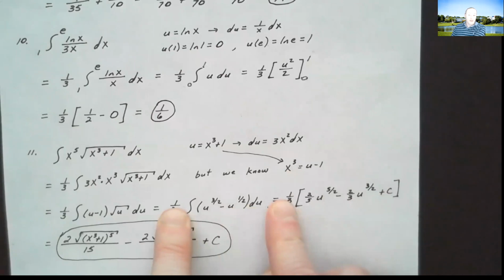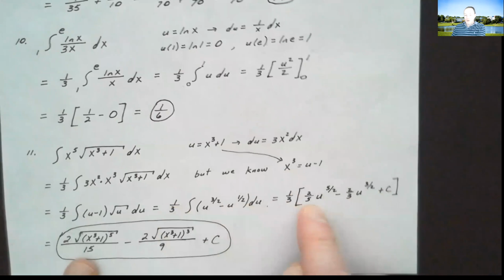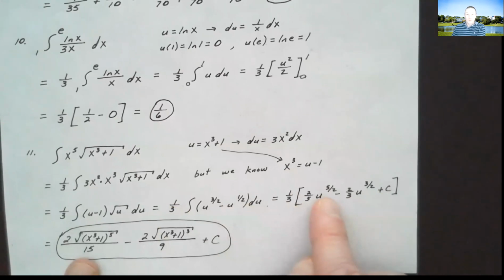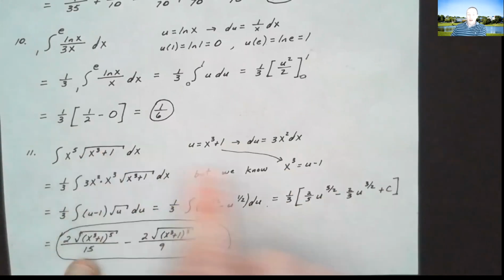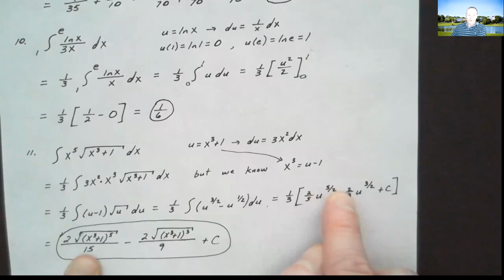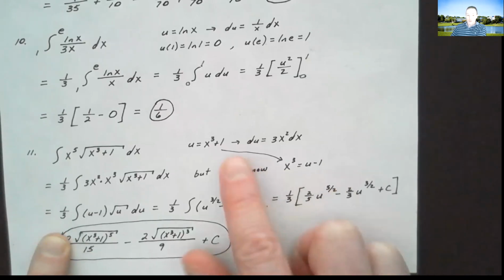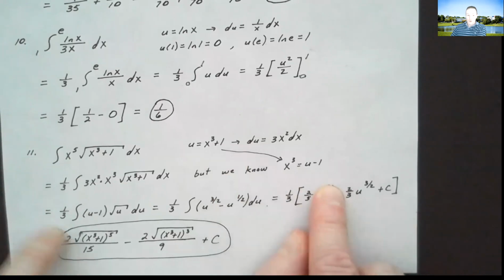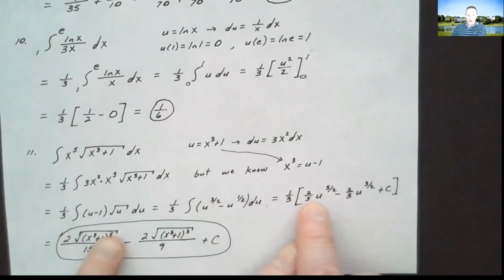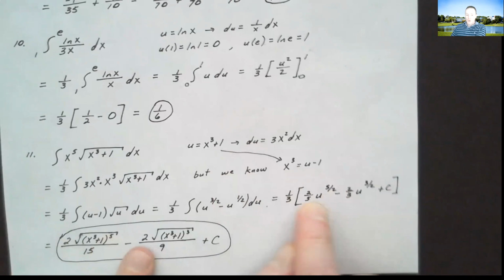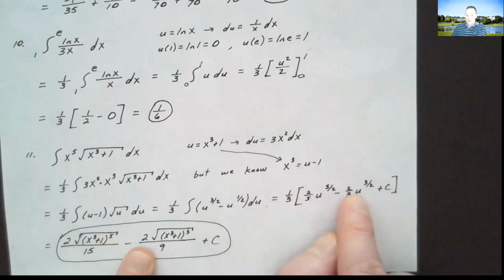So for my final answer here, I would get 2/15 times the group x cubed plus 1 to the 5/2 power. It looks better since the original problem was in radical form to have your answer in radical form. So I'll say 2 times the square root of x cubed plus 1 raised to the 5th power all over 15. When I distribute the 1/3 into the second term, I'll get minus 2/9.